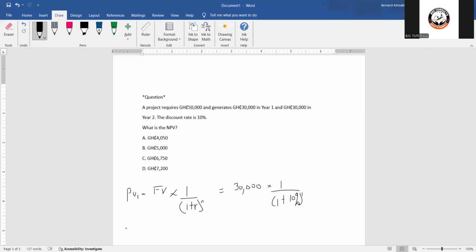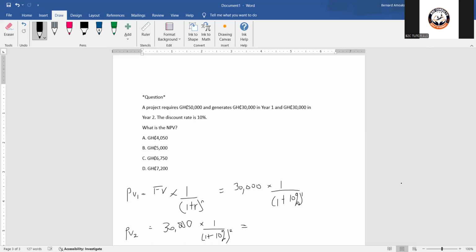And then the next one would be present value for year 2. Same approach, 30,000 multiplied by 1 over 1 plus 10% raised to the power 2. When you are done, you add them together and then you subtract the initial outlay from it, which will give you the net present value.